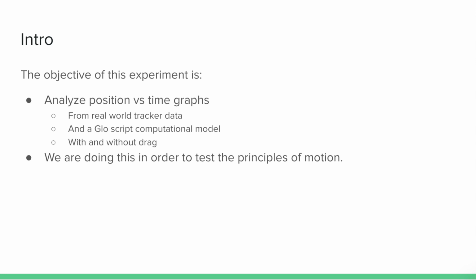For this experiment, the objective was to analyze the position versus time graphs of a real-world projectile using the Tracker app, and then using GlowScript computational models to look at the same scenario. With the GlowScript computational model, I was looking at the scenario with and without drag. I'm using this experiment in order to test the principles of motion.